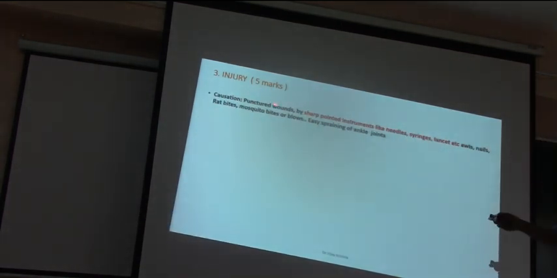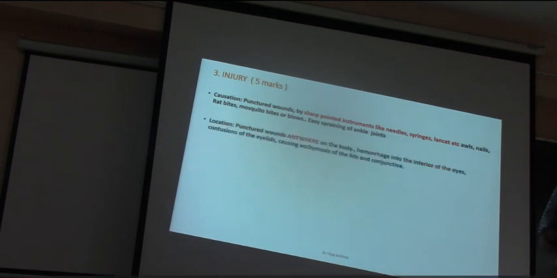The cause for injuries here will be needles, syringes, lancets, etc. And one keyword will be punctured wounds. And where is the location? Injury can be anywhere. It depends, it's your luck. It can happen over the eyes. It can happen in the anterior chamber of the eye. What is the cause? After iridectomy. And the result is hemorrhage.